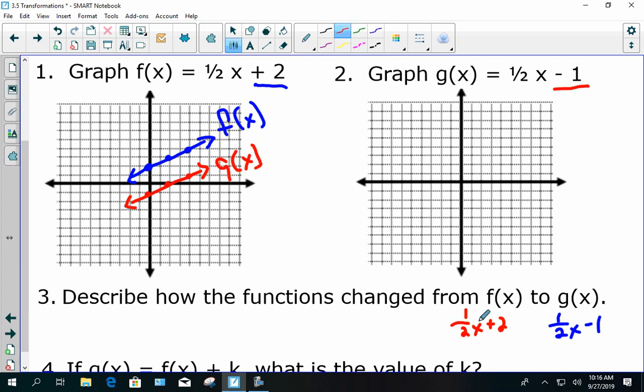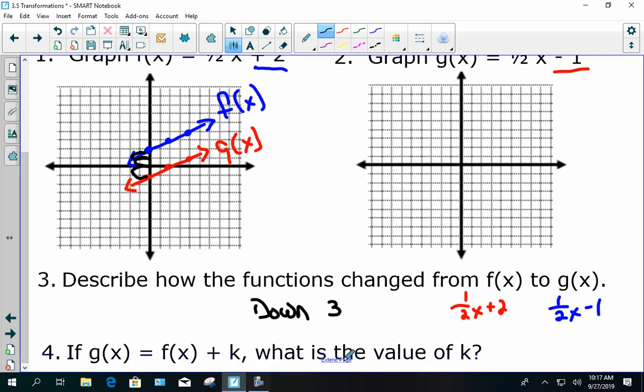And it's asking us, how did it change from f of x at +2 to g of x at -1? So look how I changed. I moved down 1, 2, 3. I moved down 3, right? My y-intercept went down 3. That's why you want to label stuff. From f of x to g of x is down 3.